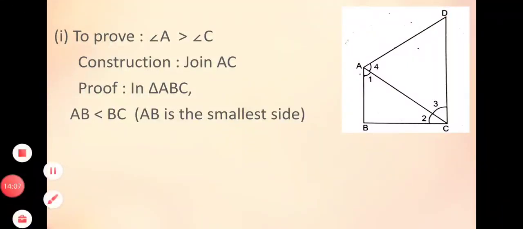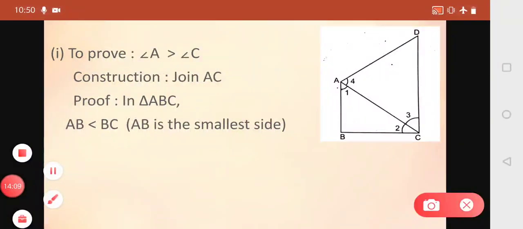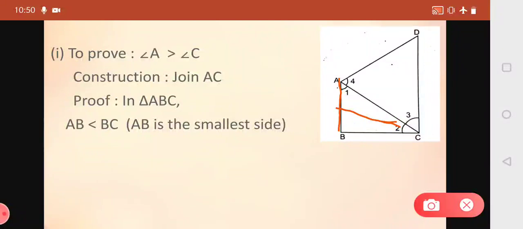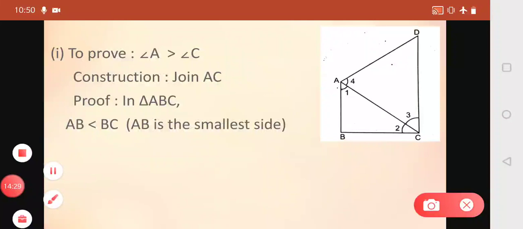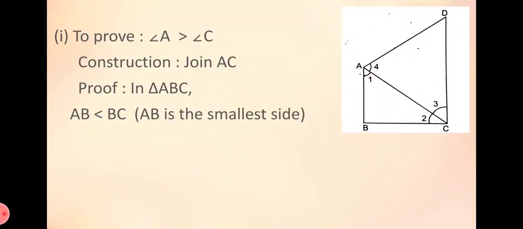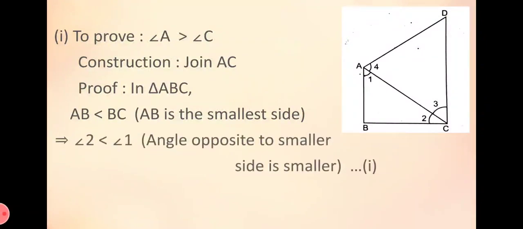Here we can see in the figure, this is our side AB. So the opposite angle of this will be angle 2, because we have selected triangle ABC, not the whole quadrilateral. Similarly, the opposite angle of side BC, this is our side BC, will be angle 1. So we write angle 2 is less than angle 1, because the angle opposite to the smaller side is smaller. Let it be number 1.